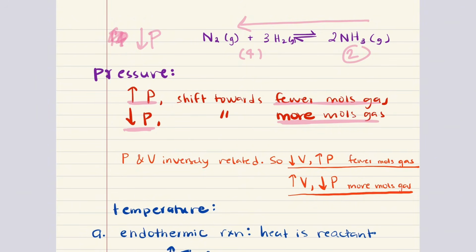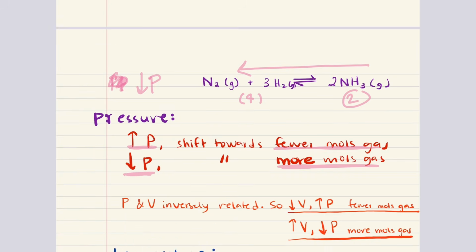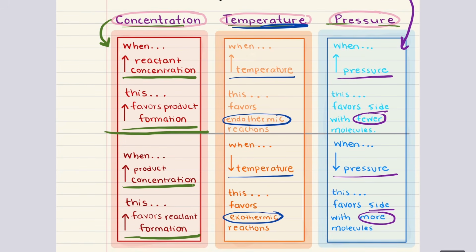Now that was a lot of information, so let's quickly summarize the main takeaways from Le Chatelier's principle. Concentration changes: the system shifts to counteract the change, moving away from added species or towards removed species. For temperature changes, for endothermic reactions, increasing temperature favors products, while decreasing temperature favors reactants. For exothermic reactions, increasing temperature favors reactants, while decreasing temperature favors products.